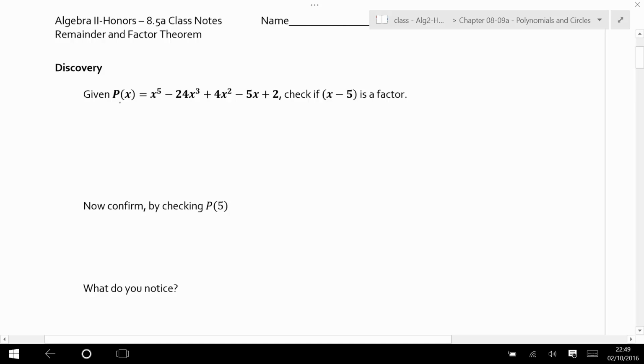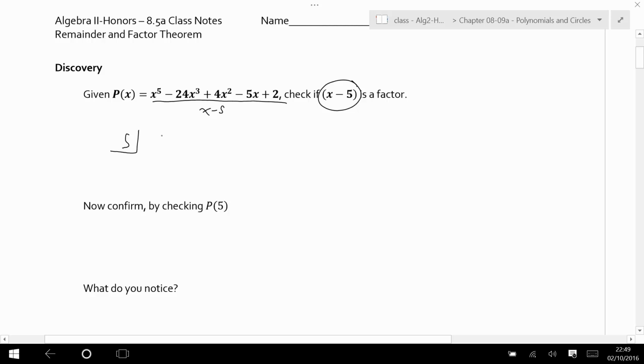I'm going to start with this problem where it says p of x is equal to this fifth degree polynomial, and I want to check if x minus 5 is a factor. I know if I divide by x minus 5 and I get 0, that means that x minus 5 is a factor. But we're going to divide using synthetic division since that's a heck of a lot faster than our previous form.